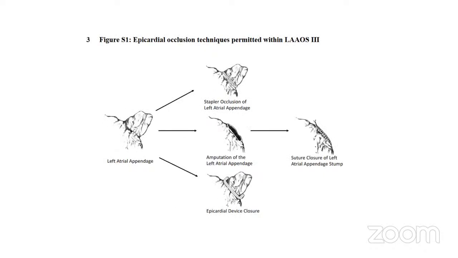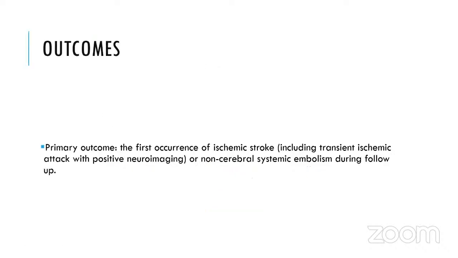These were the methods that were approved for closure of the left atrial appendage during this study. They had to be occluded either by using a stapler, or by cutting and sewing, or amputation of the left atrial appendage and suturing the stump, or by an approved epicardial device closure. Another method that is not shown in this picture is suturing the left atrial appendage within the atrium. These were the approved methods for left atrial appendage occlusion.